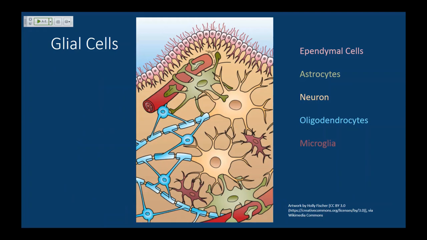This is a little better image of how they might actually interact with each other within the brain. We have ependymal cells lining a ventricle, secreting fluid, astrocytes interacting with the capillaries and the neurons, oligodendrocytes myelinating multiple axons, and microglia just hanging out until something needs to be phagocytosed.